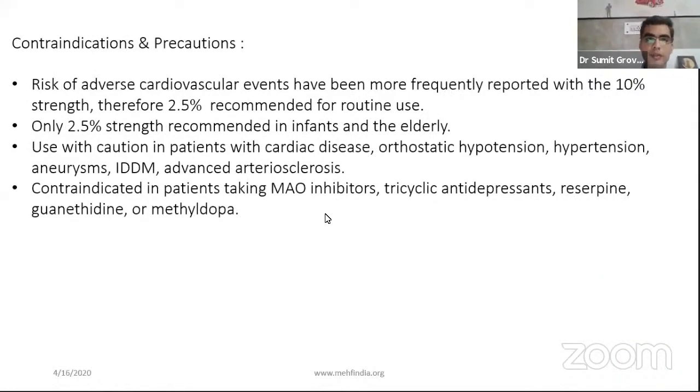Risks and precautions: it has a risk of adverse cardiovascular reactions, frequently reported with the 10% solution. It should be used with caution in patients with a history of cardiac disease, orthostatic hypotension, hypertension, and advanced arteriosclerosis.